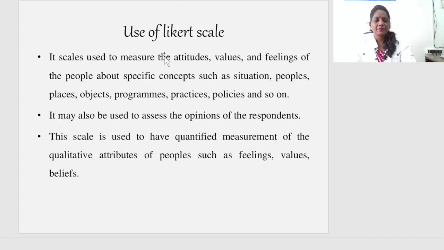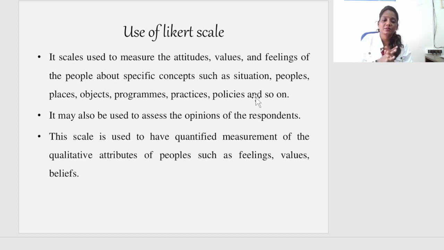So what are the uses of the Likert scale? Likert scales are used to measure psychological or sociological concepts, especially when you want to know about culture or their beliefs, attitudes, feelings, perceptions, or any thoughts or concepts they have. Everything can be assessed using the Likert scale, and it is for a specific concept such as towards a situation, people, place, objects, program, practice, policies and so on. Suppose you want to know about a college rating, then it is good, very good, like that.